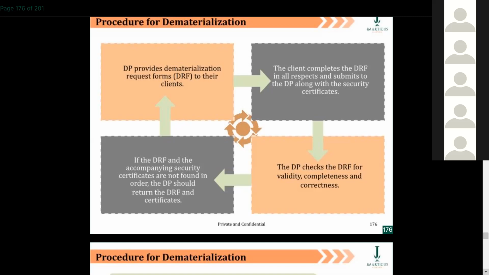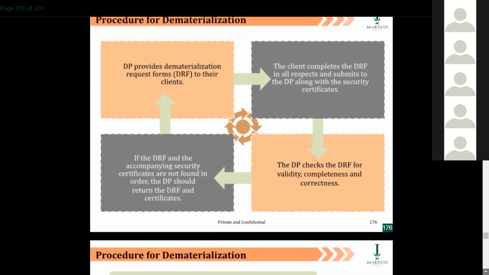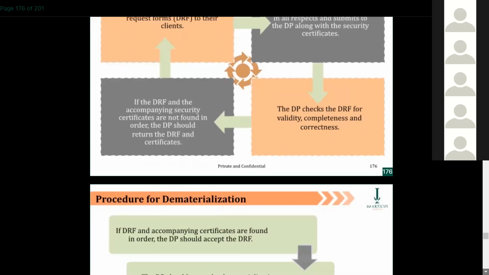So the DP checks the DRF for validity, completeness, and correctness. If the DRF and the accompanying securities certificates are not found in order, the DP should return the DRF with certificate. So you must have seen that when you go to deposit cash, it is the same: if your cash is not exactly the same as you have written in the slip, the cashier would return it to you. And similarly, if the details of the securities you want to dematerialize are not filled in properly, the DP would return the form.